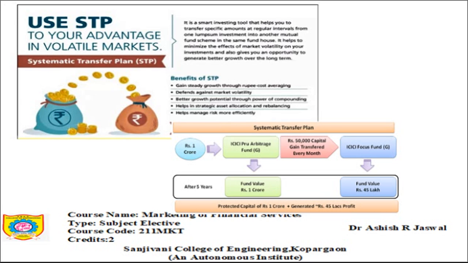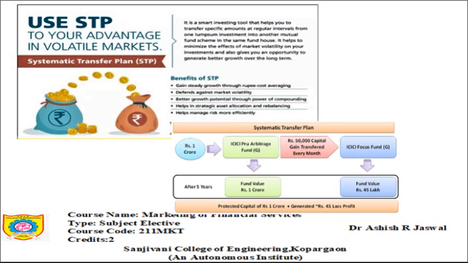STP also helps in strategic asset allocation and rebalancing. Dear friends, it is always suggested you have a portfolio which is diversified. If you invest in only one type of fund, and tomorrow the market becomes volatile and that fund collapses, I would lose all the investment which I had made through mutual funds. So for a better return, we always should have a balanced and diversified approach. Last but not the least, systematic transfer plan helps manage risk more efficiently.